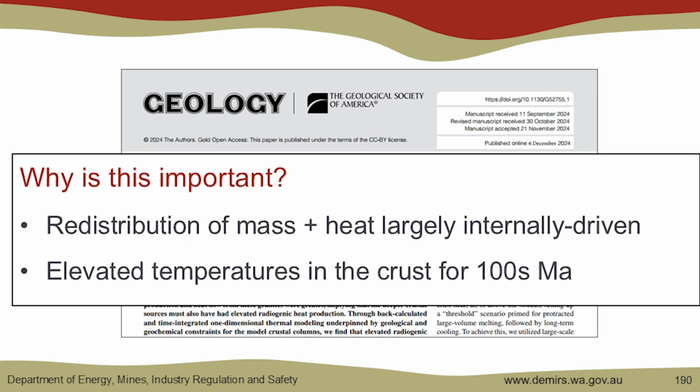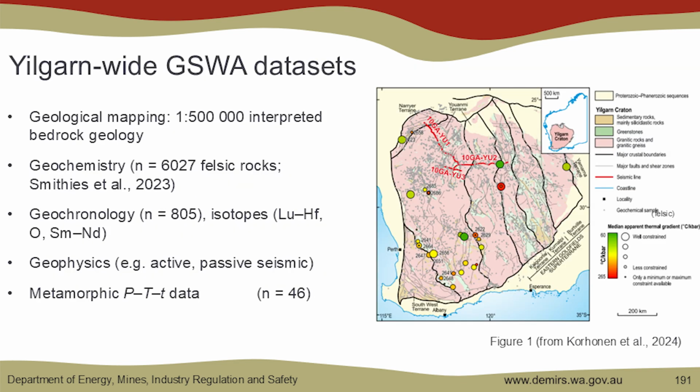But jumping to the conclusions, what this work shows is that the redistribution of Archean mass and heat was largely internally driven through high radiogenic heat production, and that elevated temperatures within the crust were likely sustained for at least 150 million years, if not longer. Okay, so essentially what I'm going to do is just walk you through the 4 figures in this paper. And if you're familiar with geology papers, 1 figure is usually about 5 figures. So I'll try to do this in a quick way.